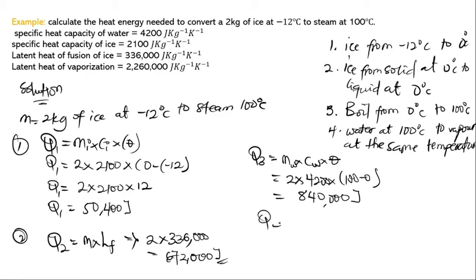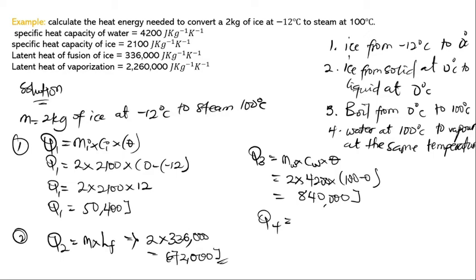So let's look at our fourth energy involved in this particular example. The fourth one is we are converting water at 100 degrees Celsius to vapor at the same temperature. So we are converting from liquid to the vapor state, and that is the latent heat of vaporization.